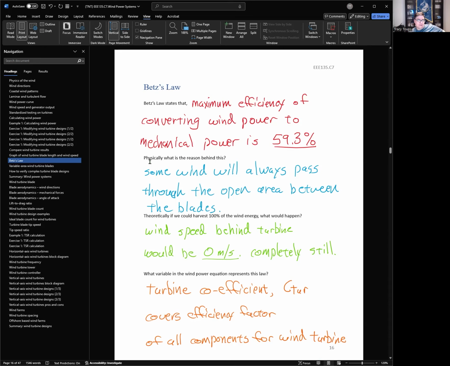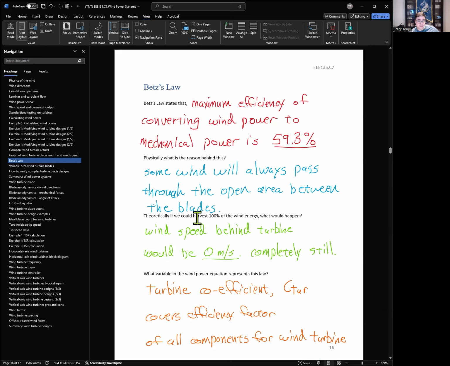Okay. So physically, what's the reason behind this? When you have the wind blades turning, some of the wind will always pass through the open area between the blades. The blades are not a solid disc, right? The blades are actually pretty thin, they go fast, but there are a lot of gaps between the blades. Because there are a lot of gaps between two blades, every bit of wind that passes through, you just lost that energy, right?